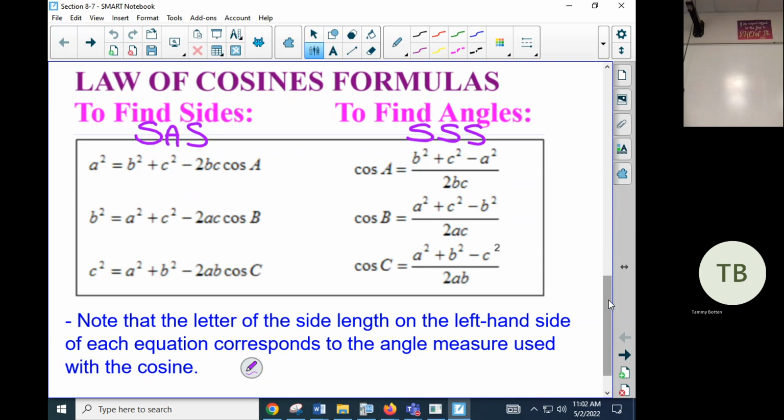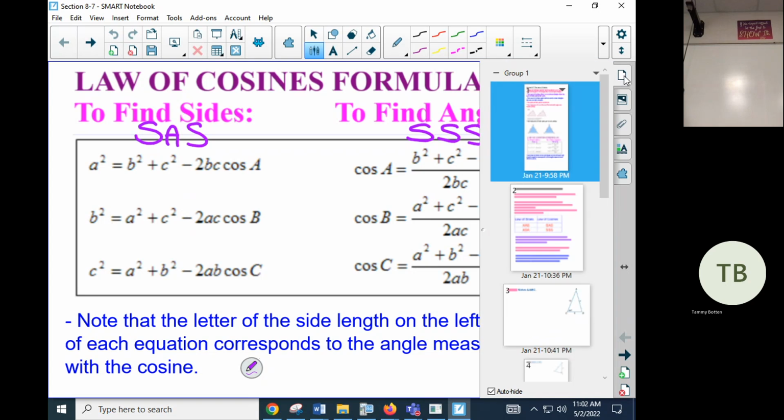On your cheat sheet, if you want to add this, to find sides, you might want to put underneath there: when we have side, angle, side, we use these formulas. And when we have the 3 sides, we use these formulas. Today, we are going to work just with side, angle, side problems. Tomorrow, we will work with the other. Okay?